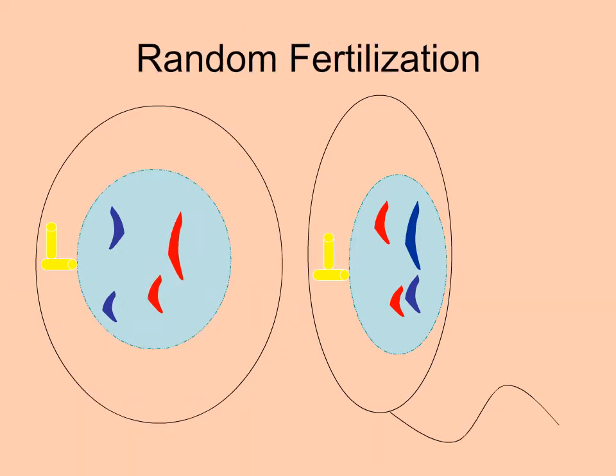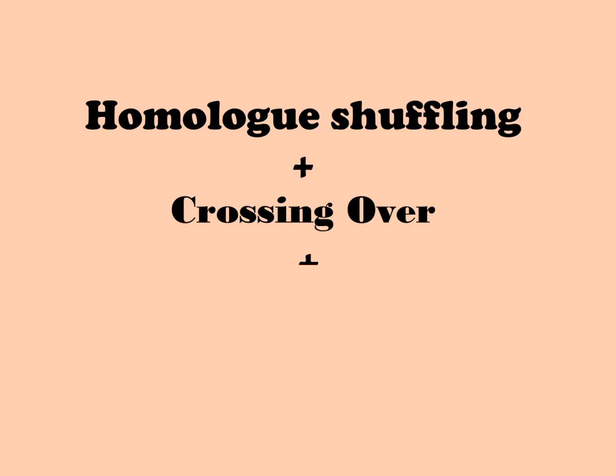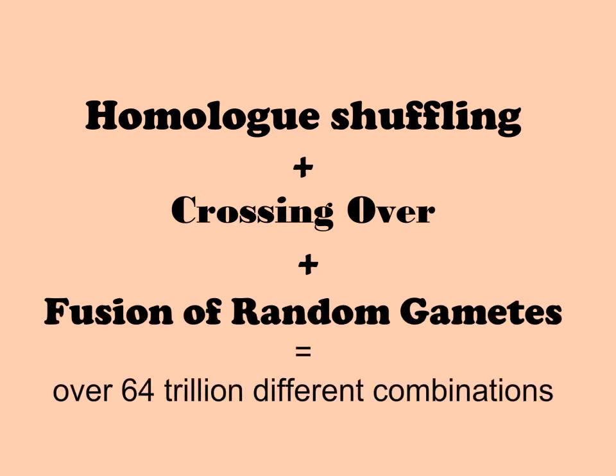In addition to the events in meiosis, it is random which 2 gametes will fuse to produce the diploid zygote. So you are not like your siblings, and no one but an identical twin has your DNA sequence. Homologous shuffling, crossing over, and the fusion of random gametes result in over 24 trillion different combinations for humans. And that's what sexual reproduction does. It introduces genetic variability for each new generation.